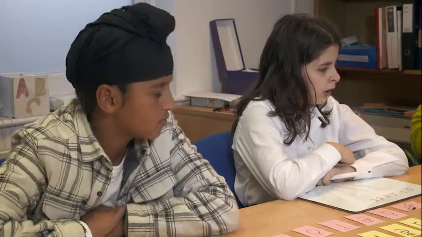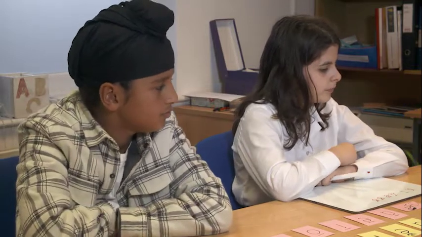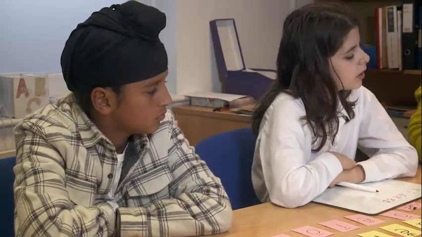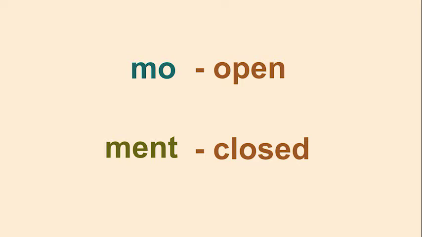Open and closed syllables are important building blocks in the construction of words. Understanding the difference between them can help dyslexic learners with both reading and spelling. Every syllable has a vowel in it. An open syllable is one where nothing comes after the vowel. For instance, when the word moment is split into its two syllables, mo is an open syllable, but ment is closed because there are letters after the vowel.